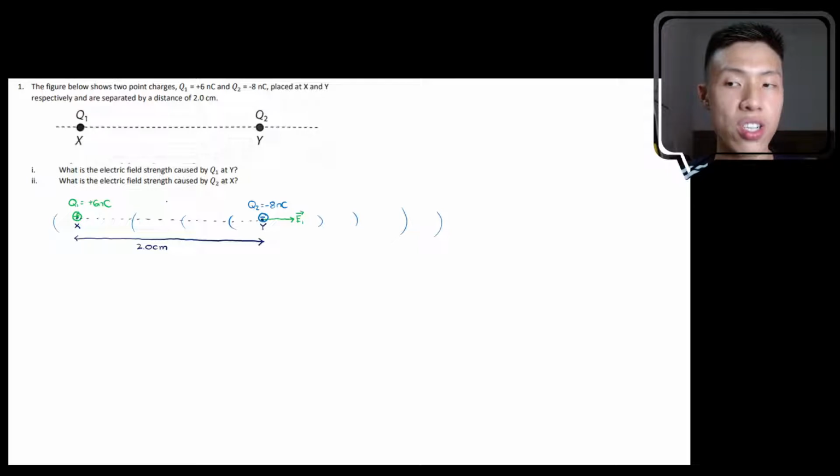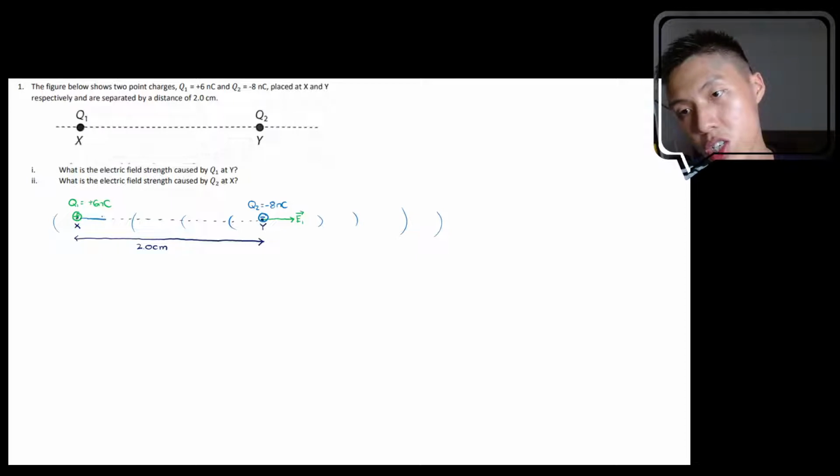So since position X is a position that is around point charge Q2, position X should also have an electric field that is produced by Q2. And since Q2 is a negative charge, the electric field produced by Q2 at position X is pointing towards Q2. Because the electric field produced by a negative charge points towards the negative charge. So this is the direction of the electric field that is produced by charge 2.